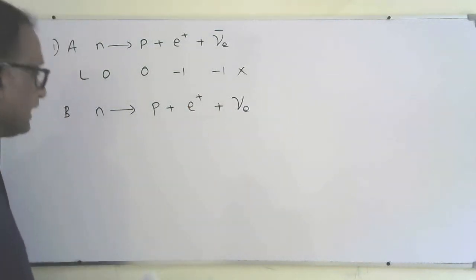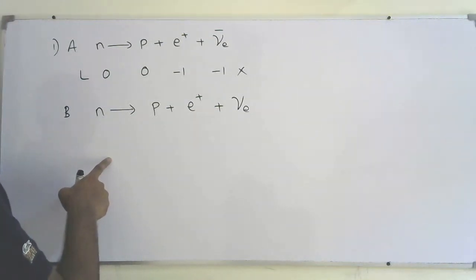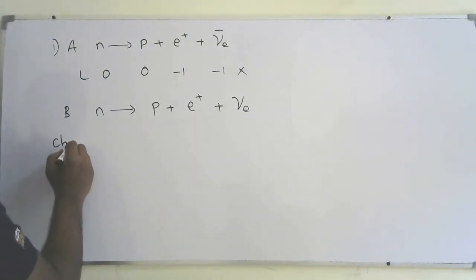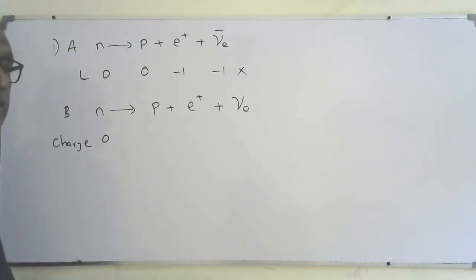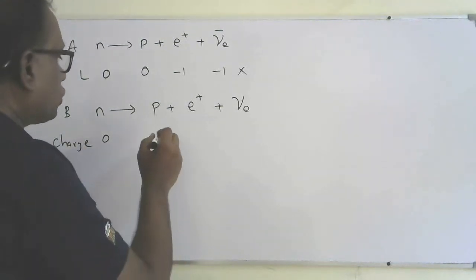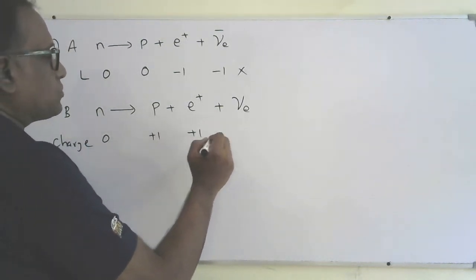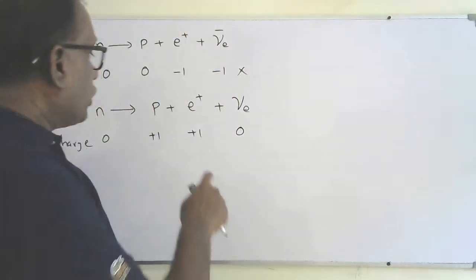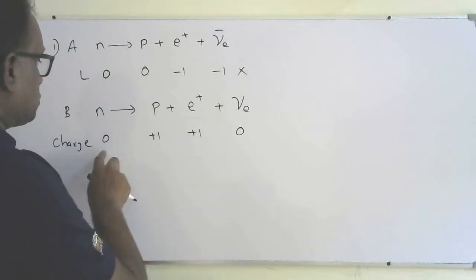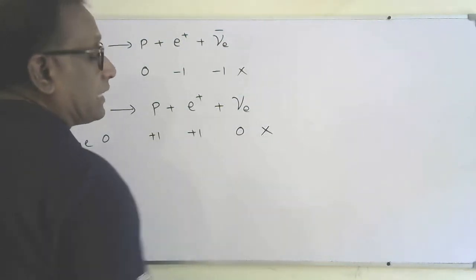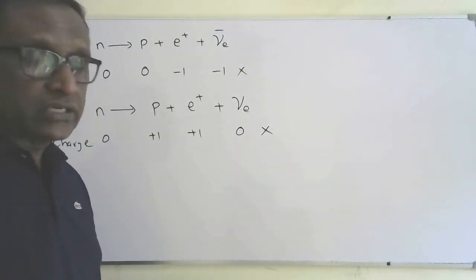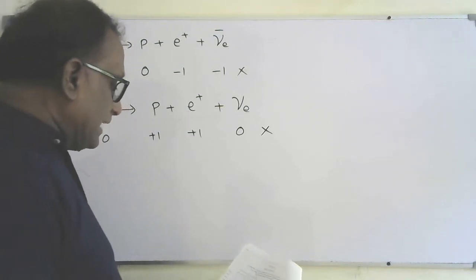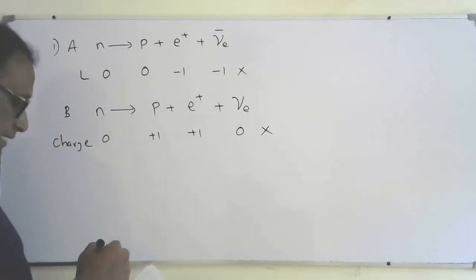Answer B, a neutron decays into a proton, a positron, and an electron. Here you can see the charge is not conserved. When you consider the charge, neutron is a neutral particle, charge 0. Proton is +1, positron is +1. Neutrino is a neutral particle, no charge. So the total charge after decay is +2, before decay is 0. So invalid reaction because charge is not conserved.